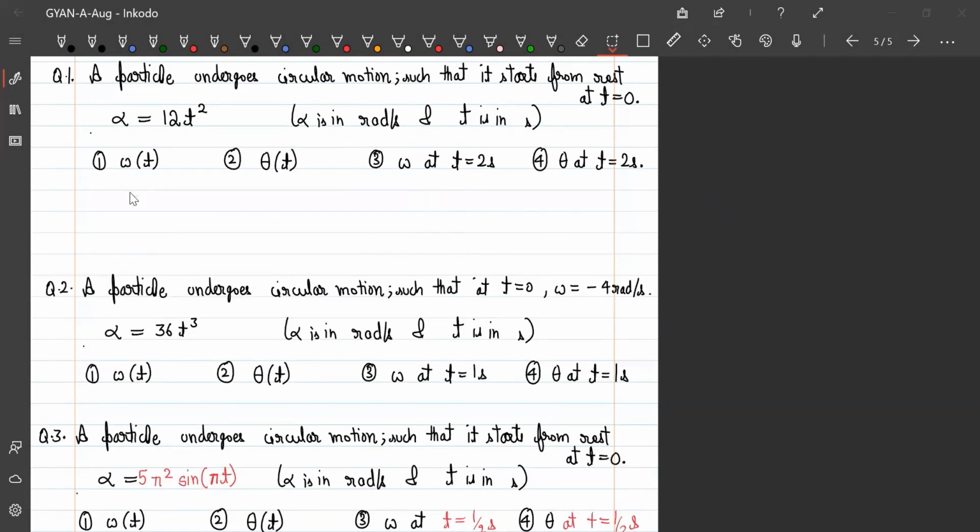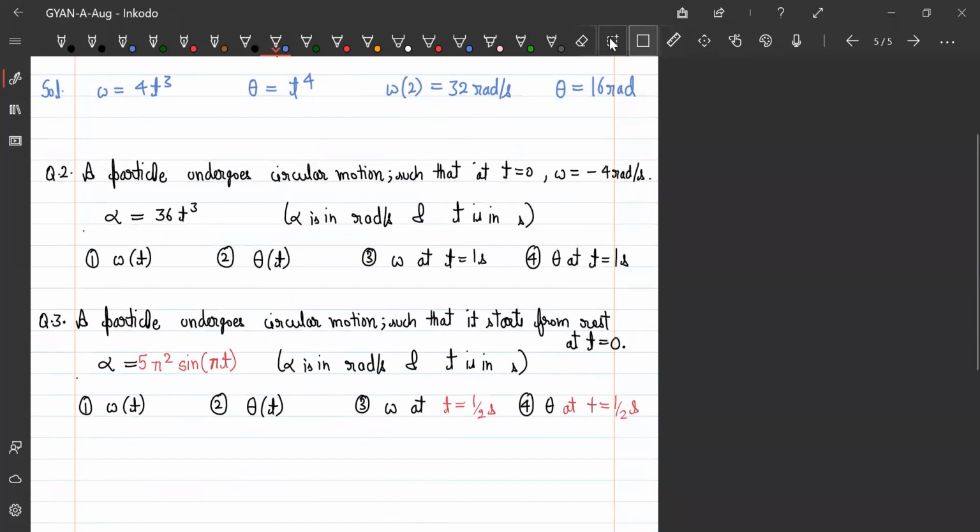Then can you tell me the answer for the first one? What is omega as a function of time t? सर ओमेगा इज 4 into t cube. And theta as a function of time t? Theta is equal to t raised to 4. What is omega at t is equal to 2 seconds? 32 radians per second. Yeah. And theta at 2 seconds? 16 radians, right.